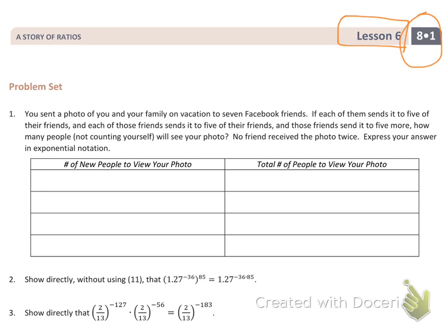Okay, so remember this was back when we were working with exponents and how to rearrange exponential expressions and things like that. So in this situation, we're going to use a table, and stage 1 has 7 people viewing that photo. Because we're not including ourselves as the first person to see the photo, we're starting with the 7 people who see the photo. So the total number of people who see the photo is 7.